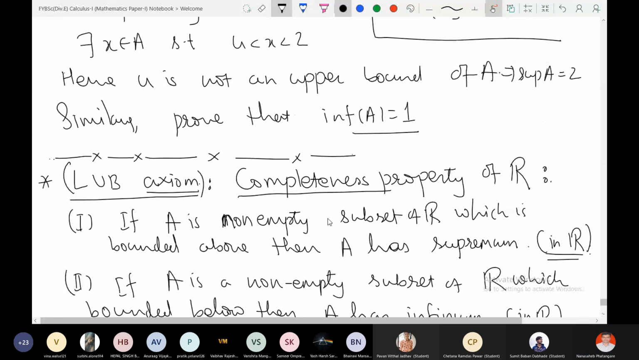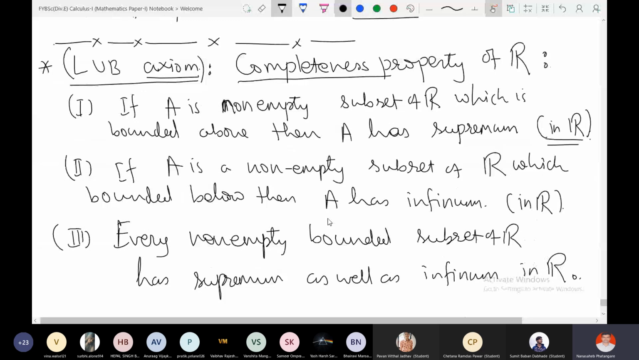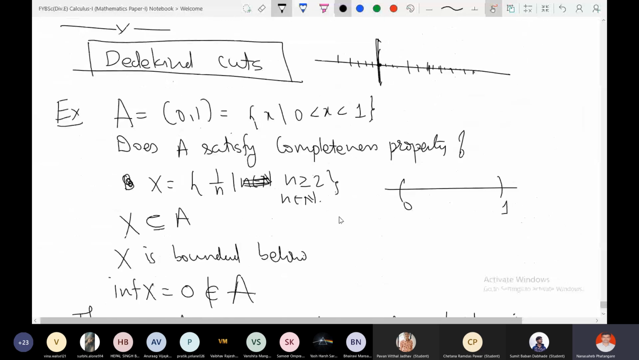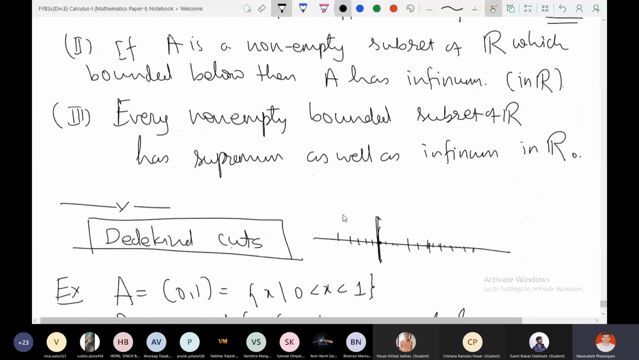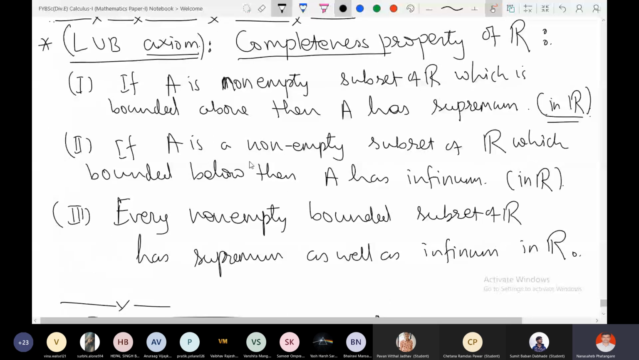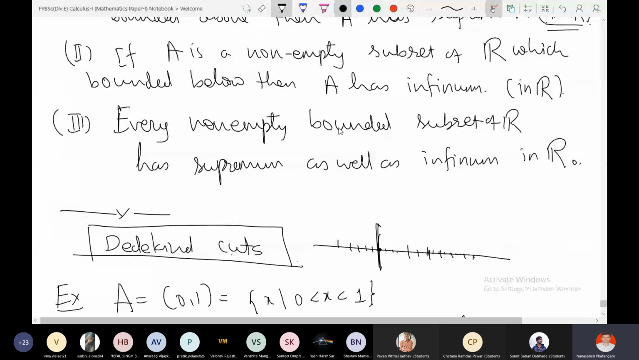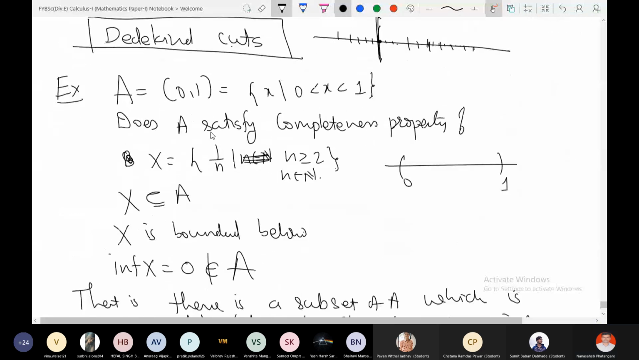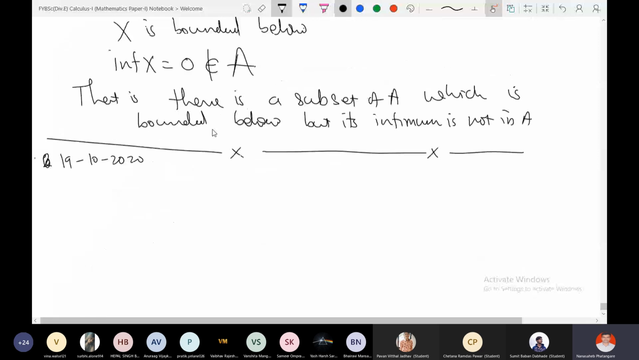And okay, so what is the completeness property of real numbers? If A is a non-empty subset of R, and if it is bounded above, it has a supremum in real numbers, right? It has a supremum, meaning the supremum exists in real numbers. If the set is bounded below, then it has an infimum. If the set is bounded, it has a supremum as well as an infimum.